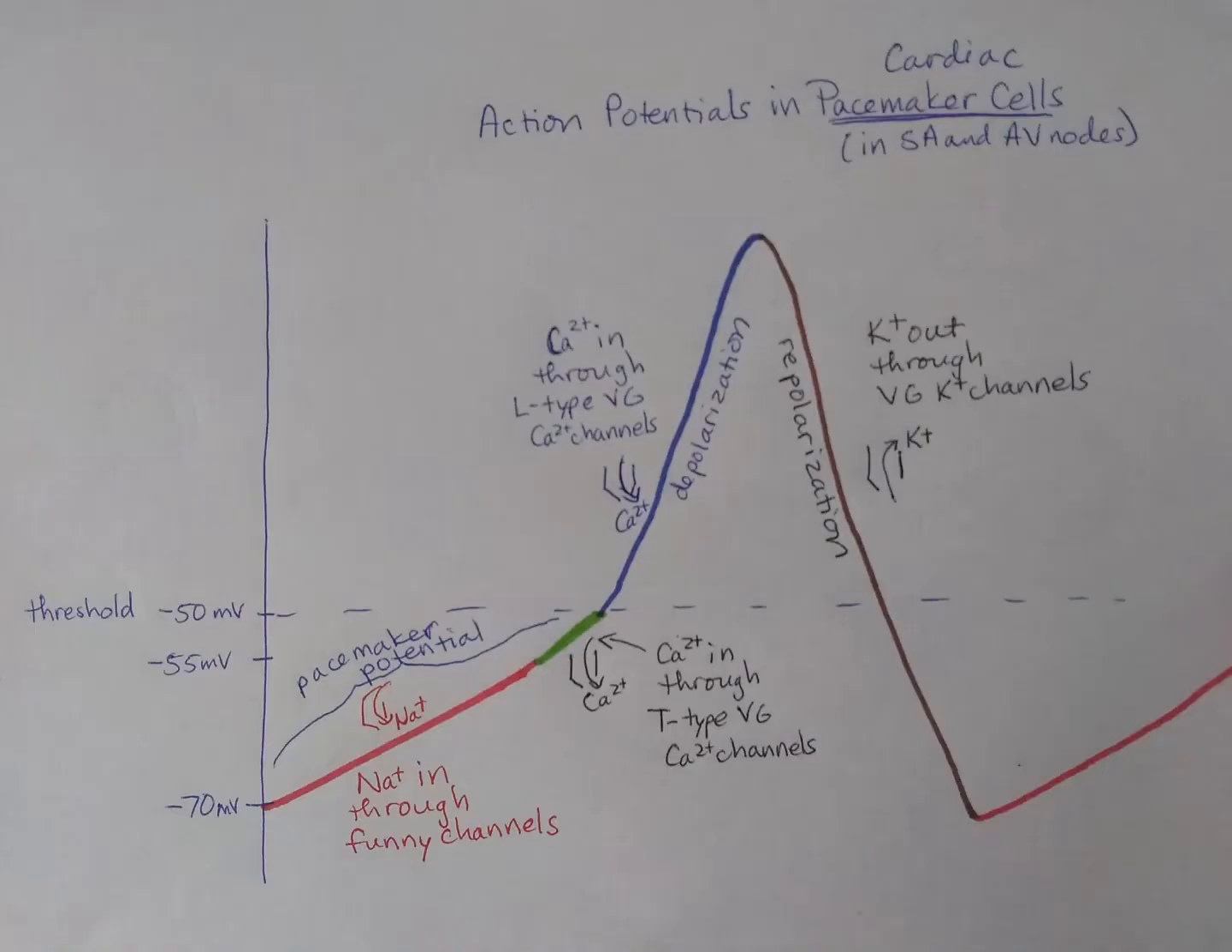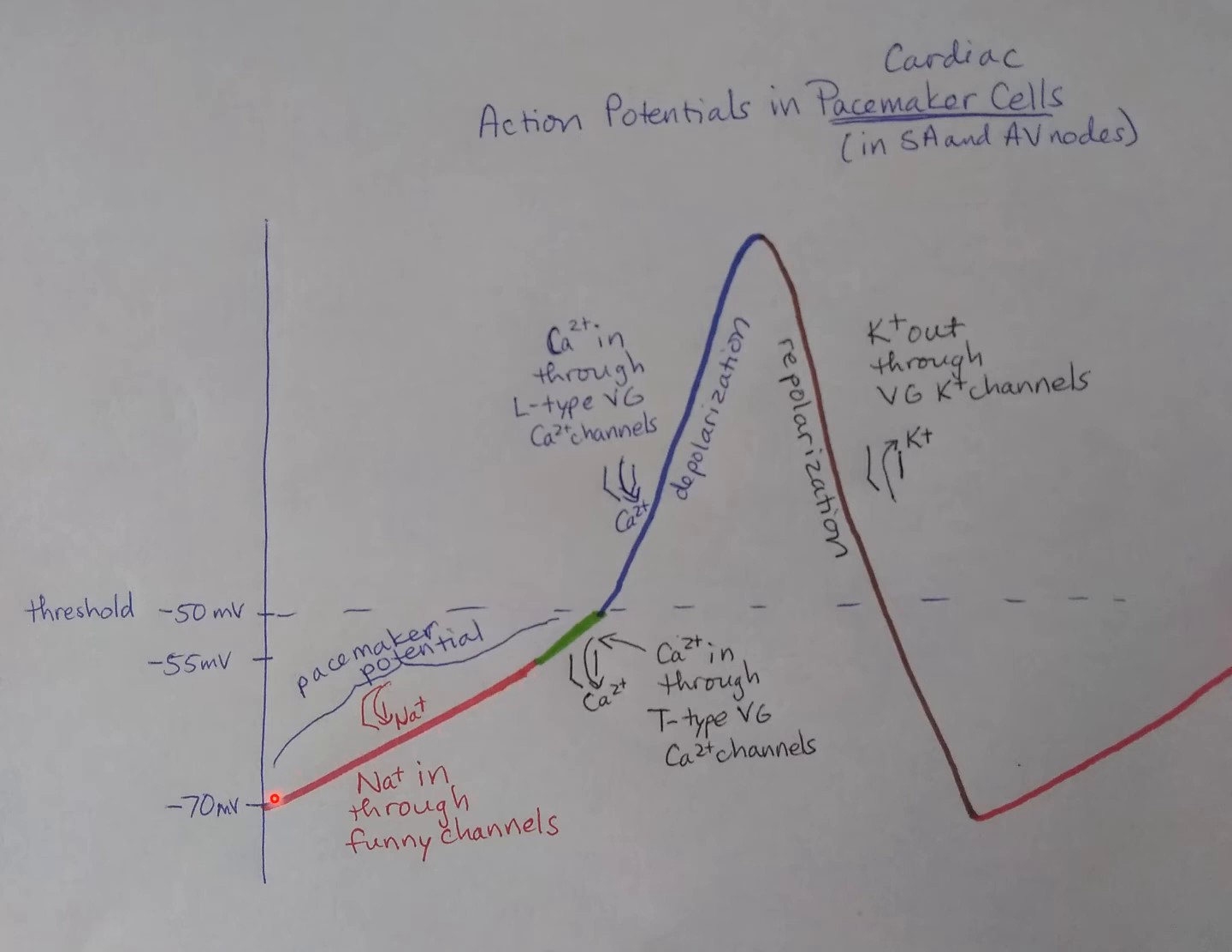And then here's just a picture of the action potentials that occur in the pacemaker cells that are in the SA and the AV nodes. So they don't have a steady resting membrane potential at all, like we're used to seeing. So here we have at minus 70 millivolts, our membrane potential. We're going to be opening up what are called funny channels.